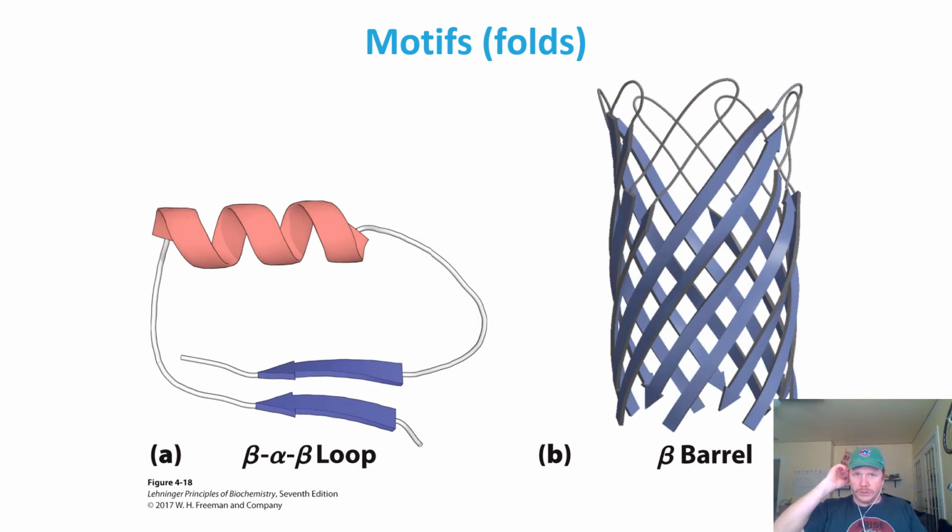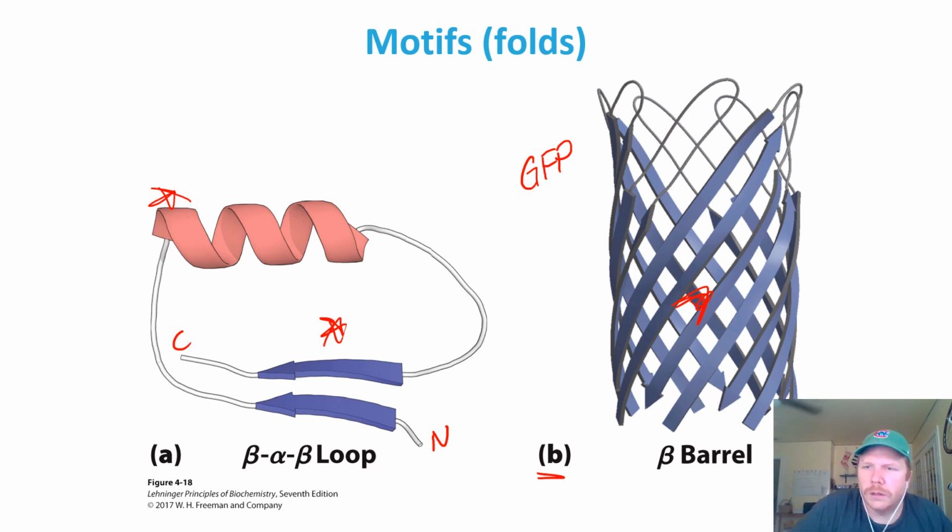These are examples of two different motifs. One of them is a beta alpha beta loop. Think about this right here as your N terminus. You've got a beta sheet followed by an alpha helix right here, and then you continue on to the C terminus, and that's going to be your second beta sheet. So that's a beta alpha beta loop. This structure over here, letter B, is known as a beta barrel protein. The beta barrel is a structural motif that is common for GFP, or green fluorescent protein. In the center of it is a fluorophore, or chromophore, that produces the fluorescent light.